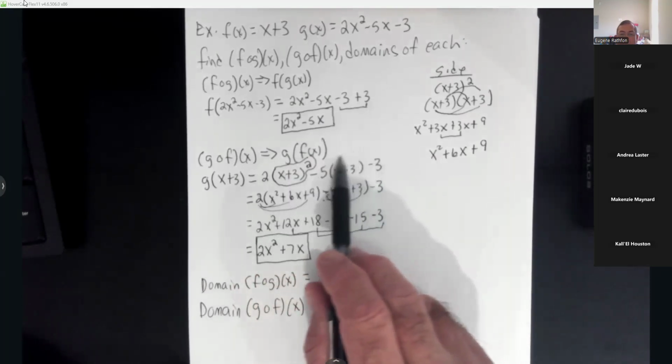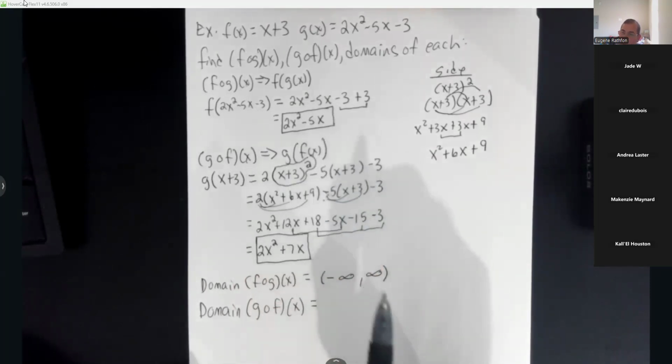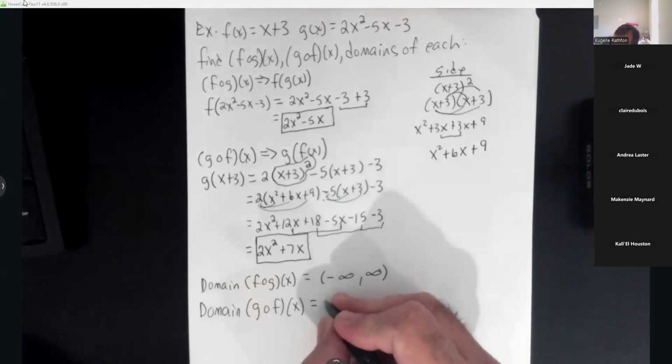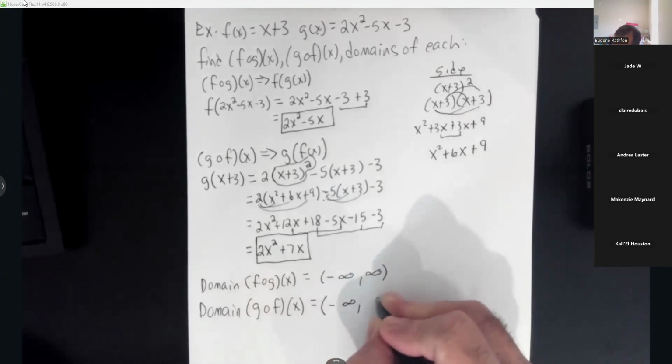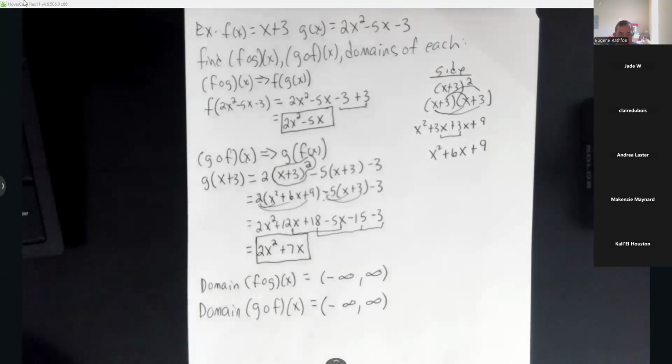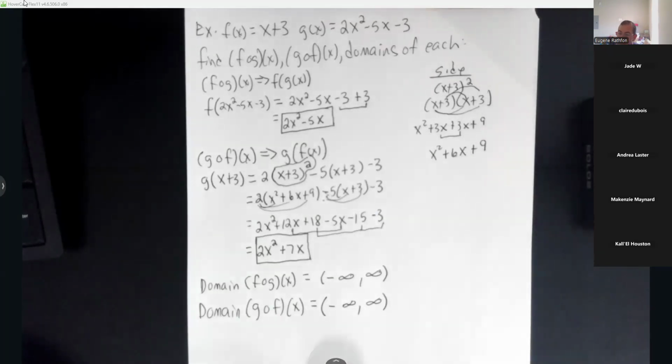Well, once again, no fractions are shown. So there's no way I can get anything to be undefined. So that domain will be negative infinity to positive infinity. Okay, so I'm only looking for fractions. So y'all know the thing now, right? Since the first two problems with the domains didn't have any fractions, we know the last one is, right?